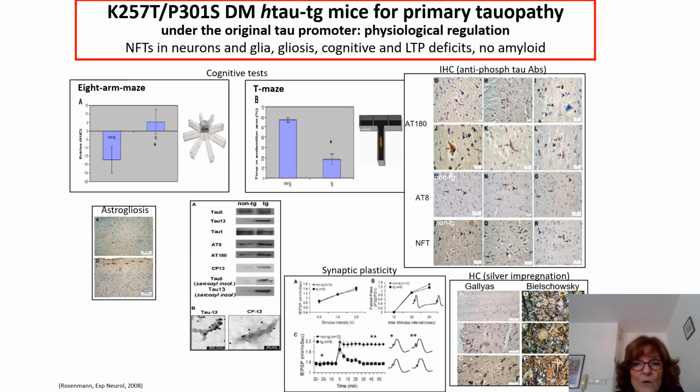So what we saw: expression of phosphorylated tau tangles, both in neurons and in glia, cognitive deficit, astrogliosis, and LTP deficit, here by Menachem Segal, and all the pathology here by Nicholas Grigoriadis. No amyloid is detected, meaning we have an isolated model for tangles.